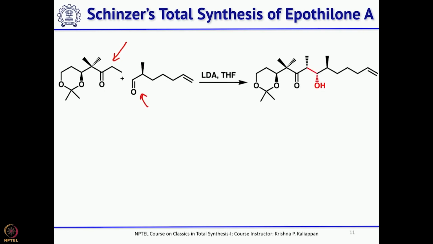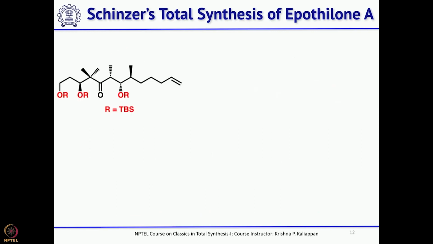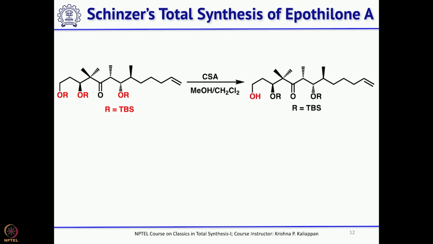Okay. So, 1.1 equivalent of LDA generates the enolate, quench with aldehyde. So, you get the aldol product, remove the auxiliary. So, you get now the triol. Okay. Take the triol and then treat with TBS triflate. Okay. Now, all the hydroxyl groups, one primary, 2 secondary hydroxyl groups, were protected as tri-TBS ether.